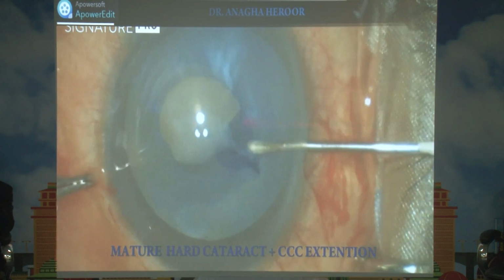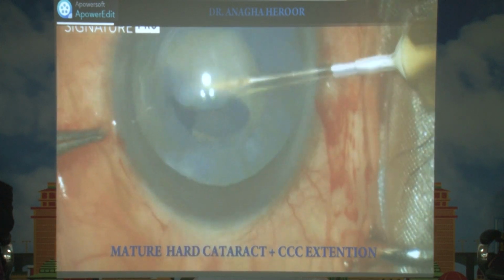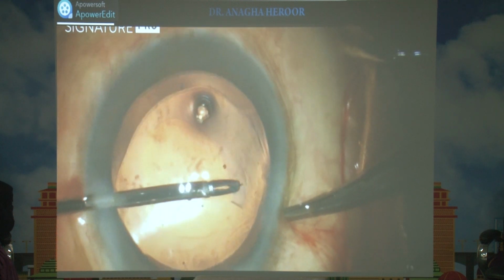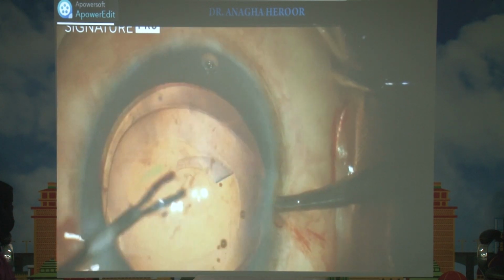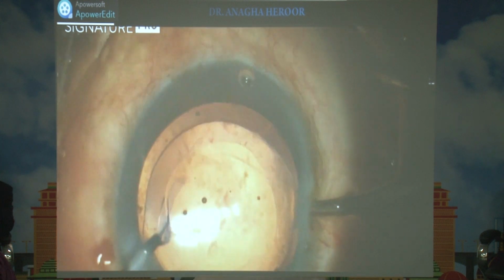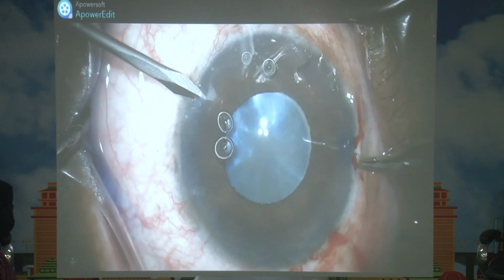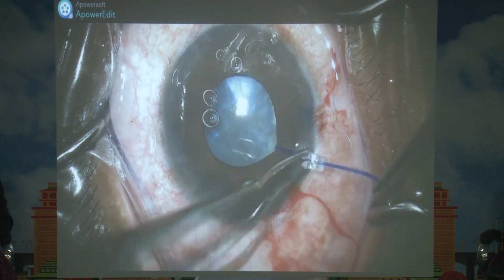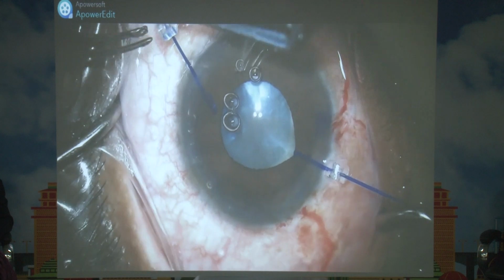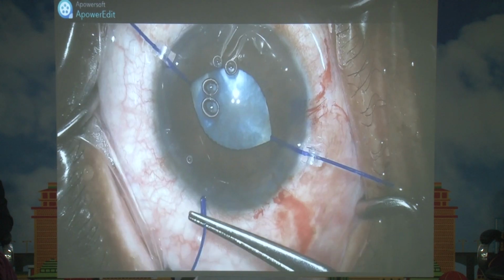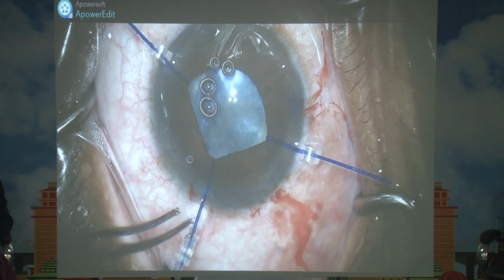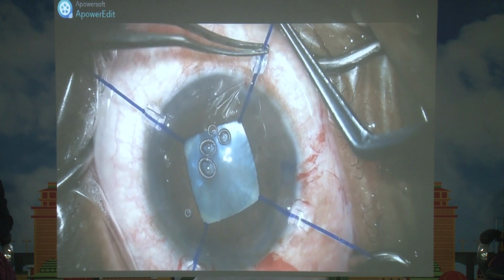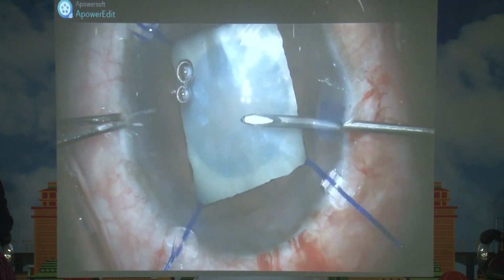Now this was another case where we were trying to do a mature hard cataract, and when it's a smaller one, you can also put in the lens and then go ahead and extend the capsular rhexis so that you have a good 360-degree overlap. This was another patient where the pupil was slightly on the smaller side. So it's better to have a slightly larger, adequately sized pupil, especially in these cases, because if it runs out and you have a complication, it becomes very difficult to manage.